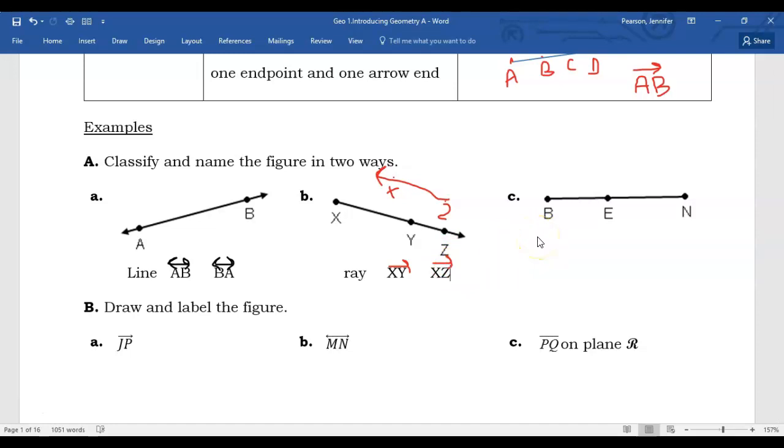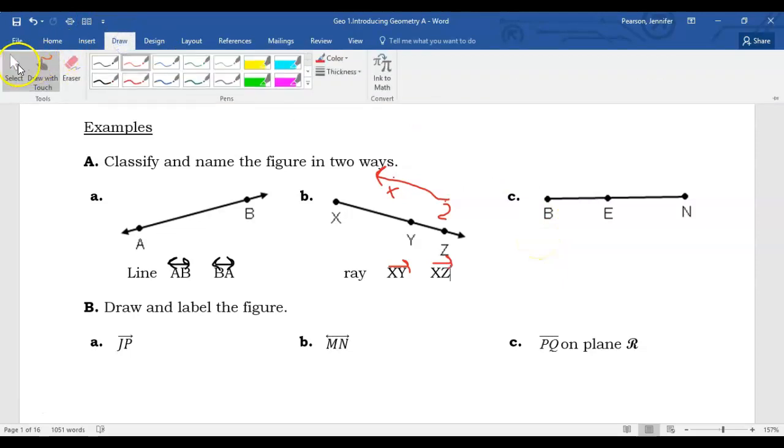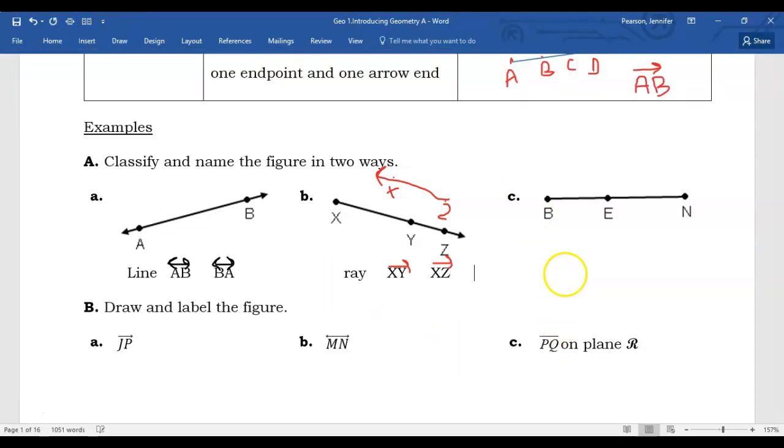Figure C, I want to know what shape that is, and I know that that is a segment. It's a piece of a line because it has 2 endpoints. And when I'm naming that, I always want to use 2 letters, and I always want to use endpoints. So one possible name would be BN. The other possible name would be NB. I don't want to use the E. That's a point in the middle of the segment, not an endpoint on the segment.